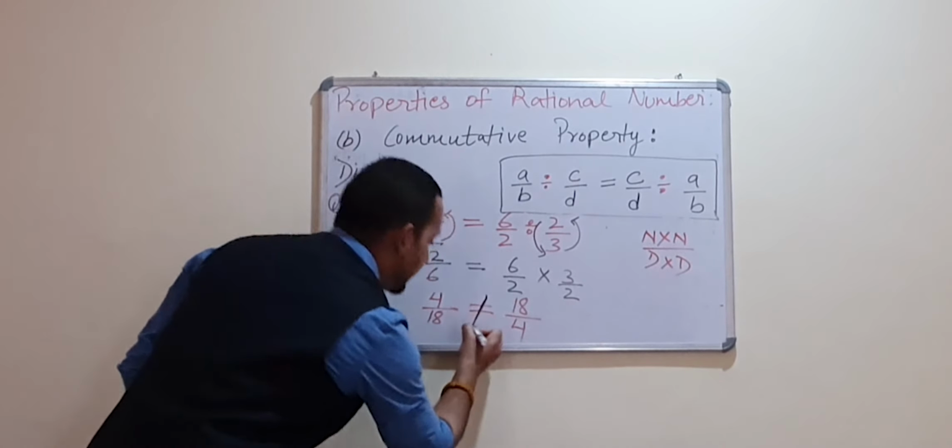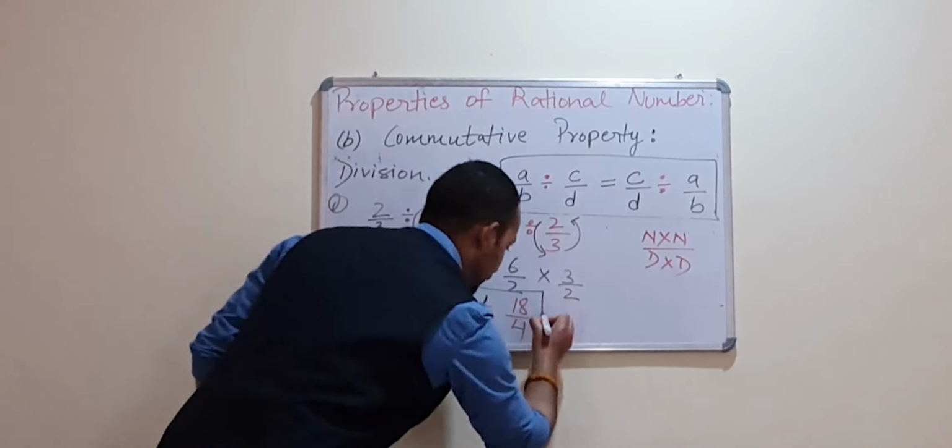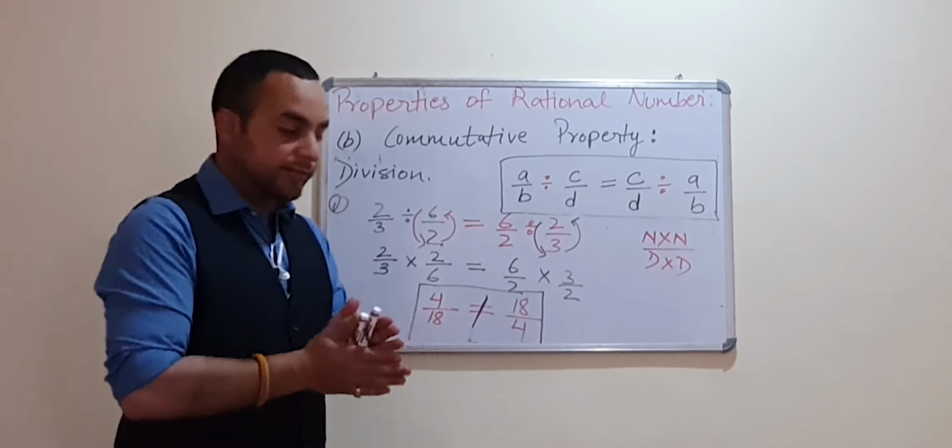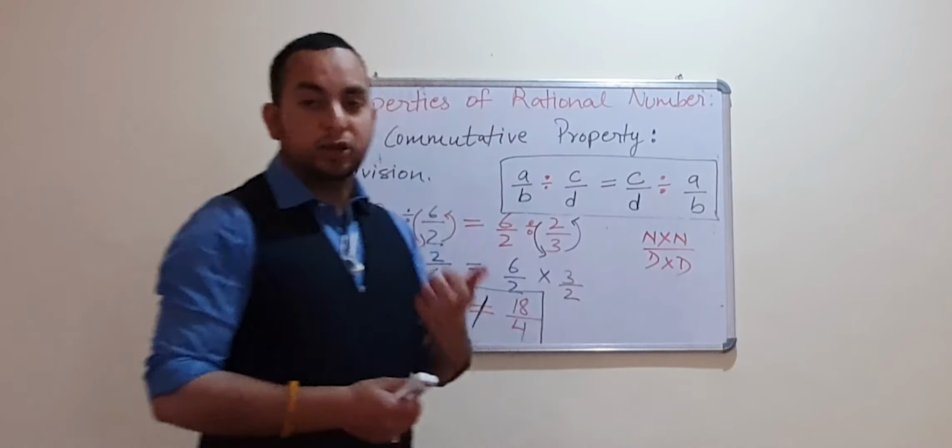Which means commutative property is not applicable for division also, because our left hand side and right hand side values are different.